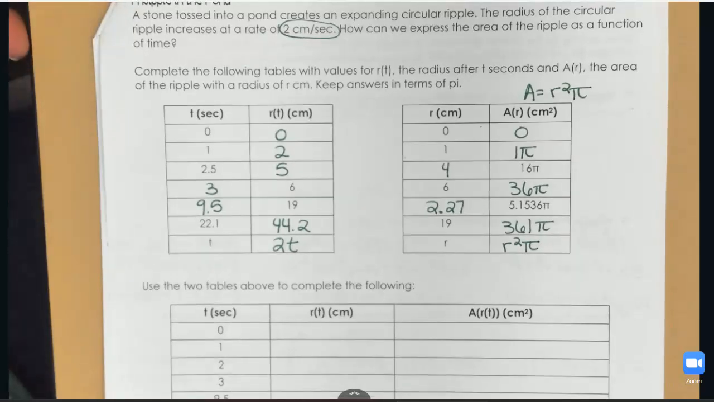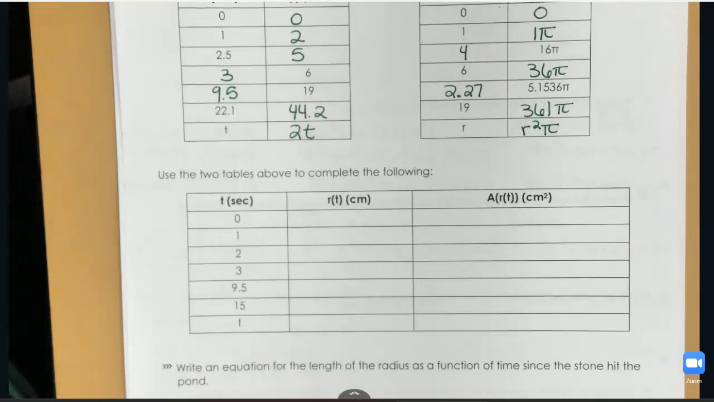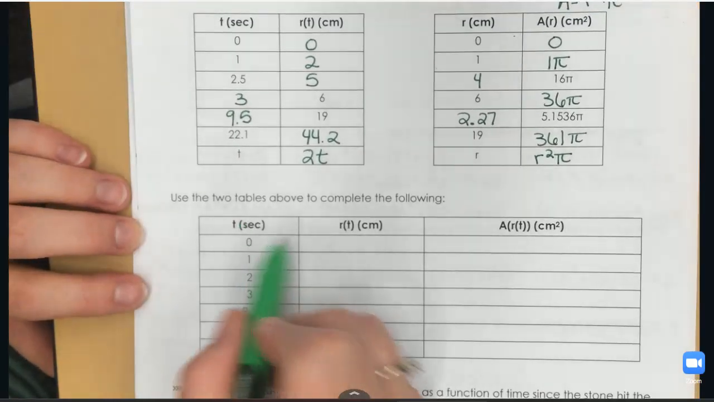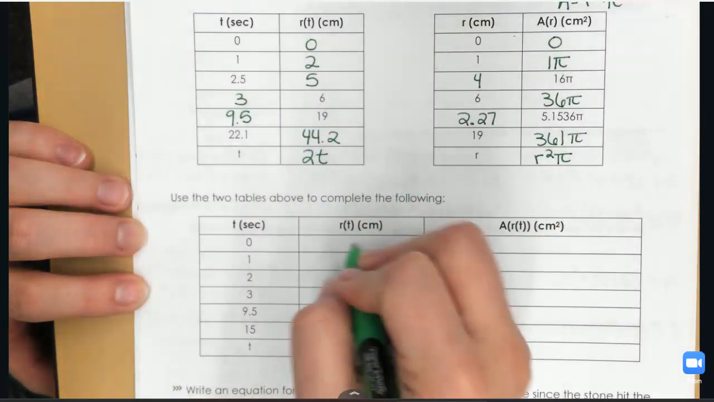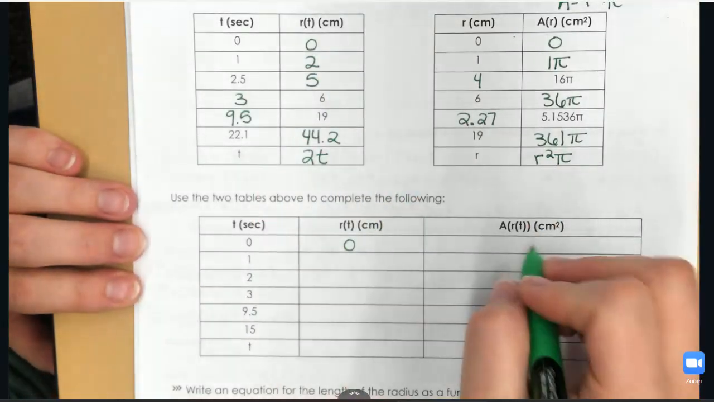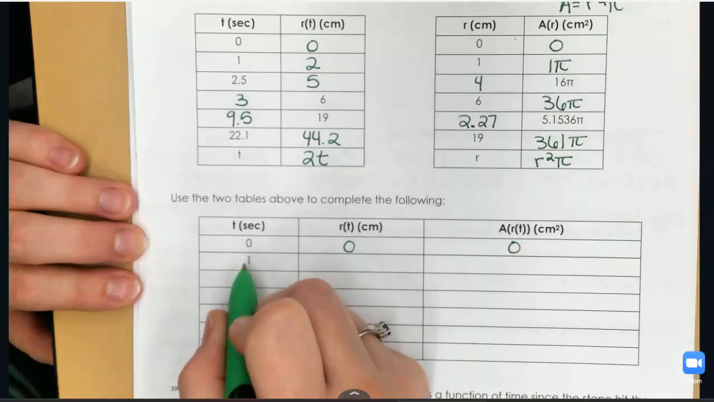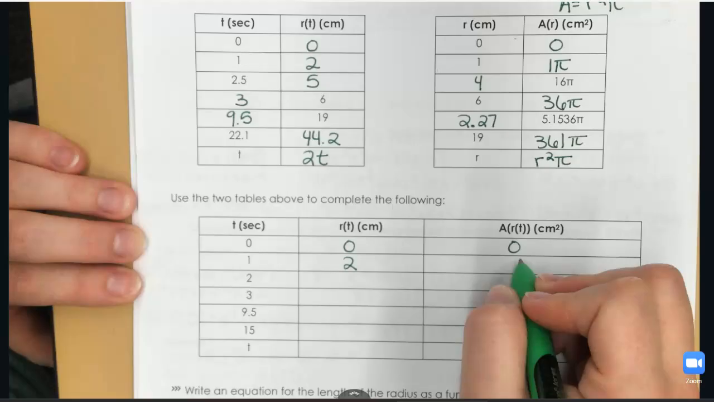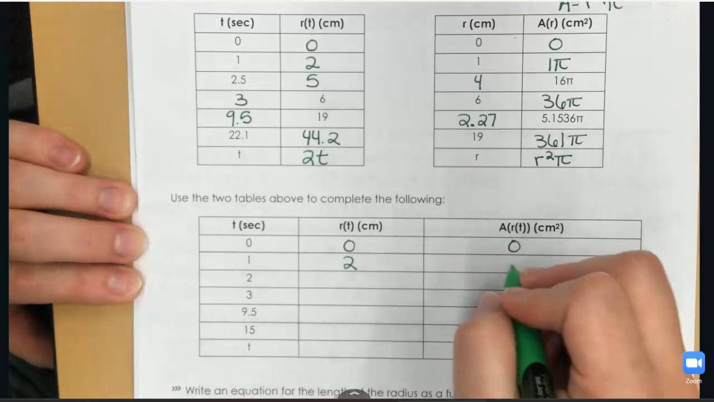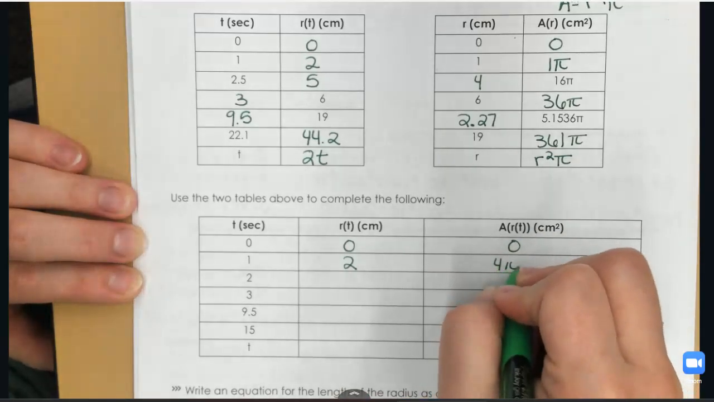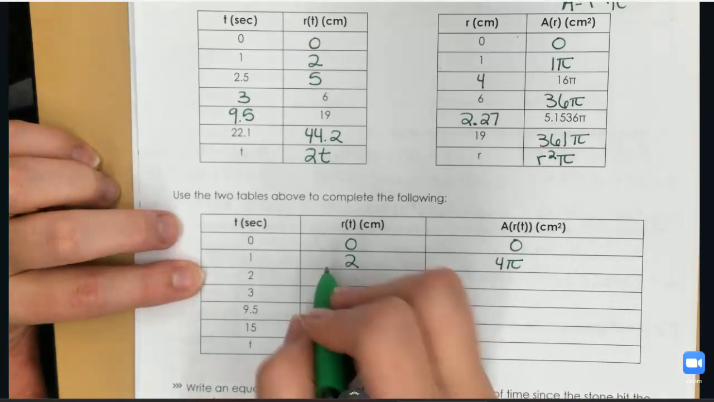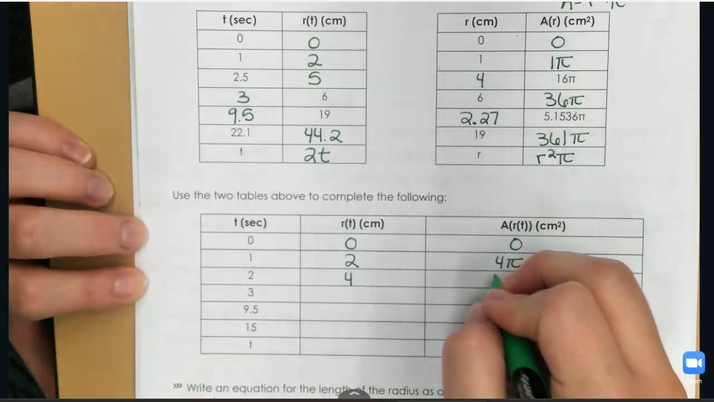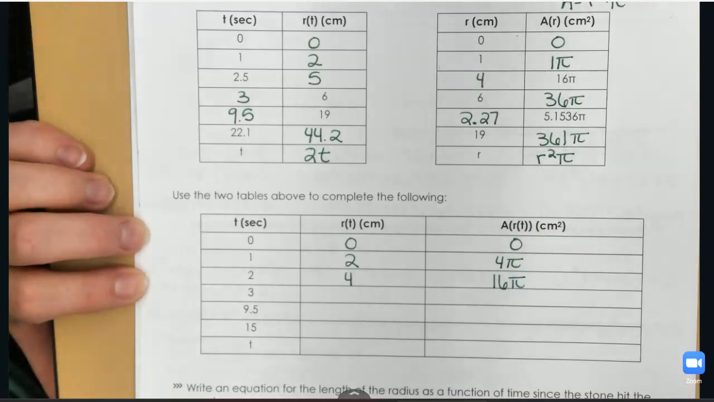Now that we have this data together, we are going to use the two tables to complete this consolidated table here. So at time 0, our radius was 0 and our area was 0. At time 1, my radius was 2 and my area would be 2 squared times pi, which is 4 pi. At time 2, my radius is 4. We know when a radius is 4, that we have an area of 16 pi.